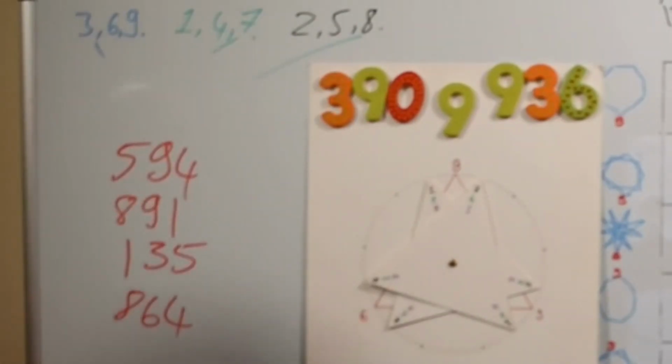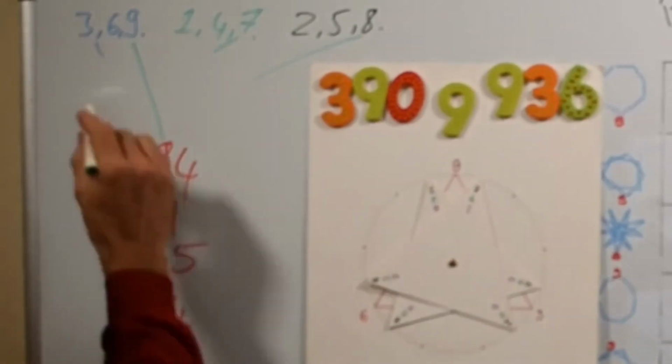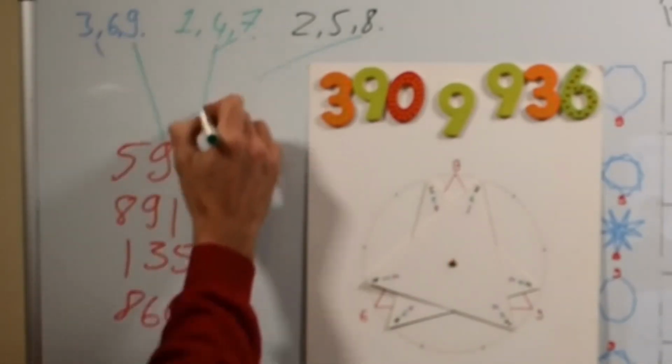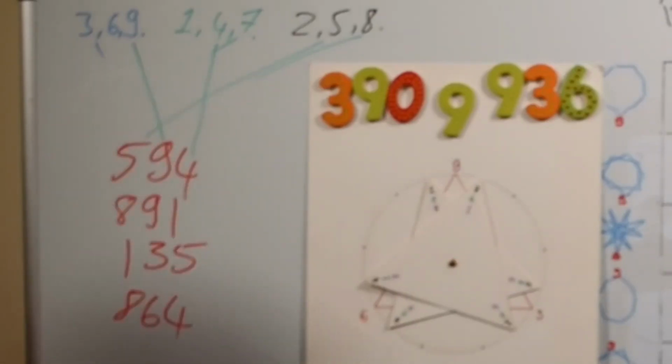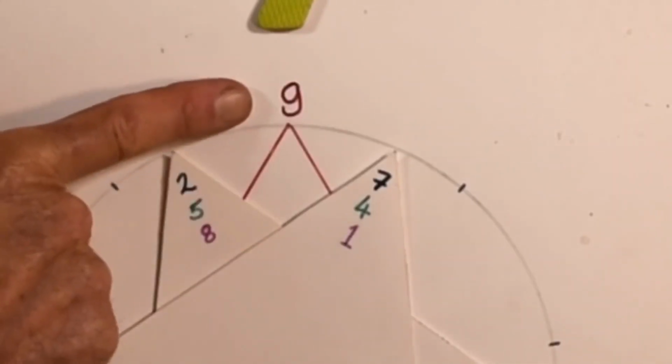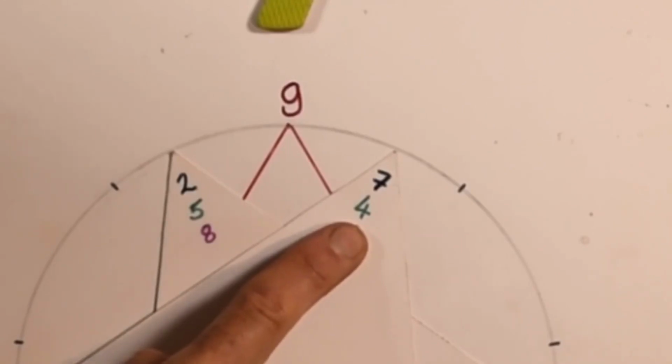If we look down here, same again: 9 from the 369 group, 4 from the 147 and 5 from the 258 group. Looking on the star map, the 9 at the top, and in green here the 4 and the 5 come together.